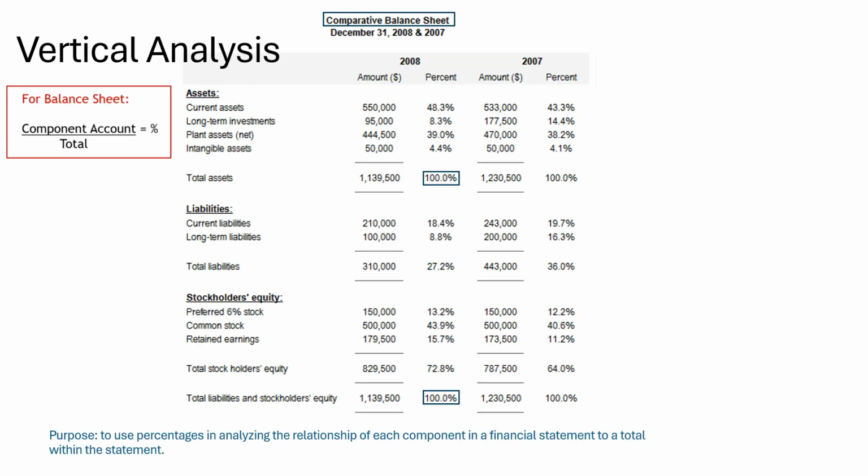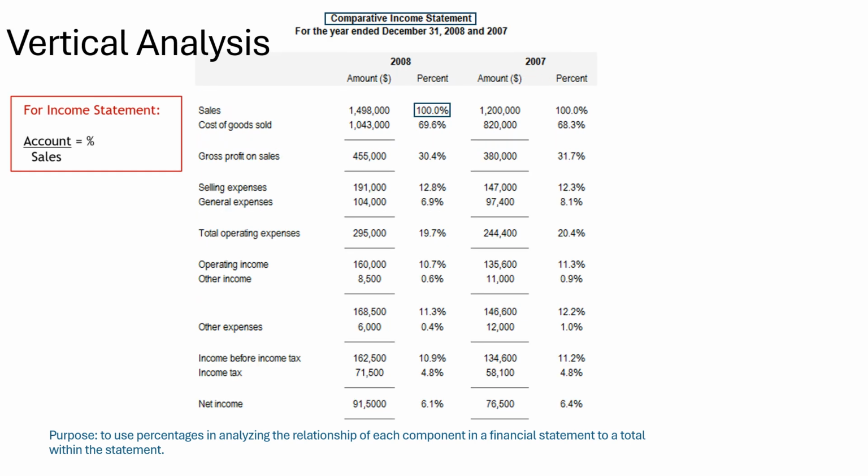This is just another example here of a balance sheet. You can see how in this case they are showing 1 year here and 1 year here instead of it being in the columns in the format like it was in the other example. But this is just showing you the percentages that are used to analyze the relationship of each component in the balance sheet to the total grouping.